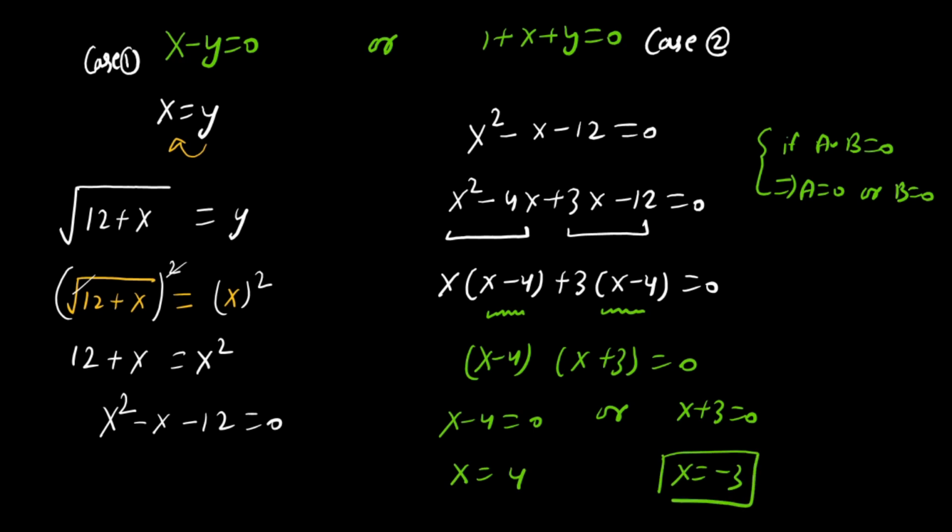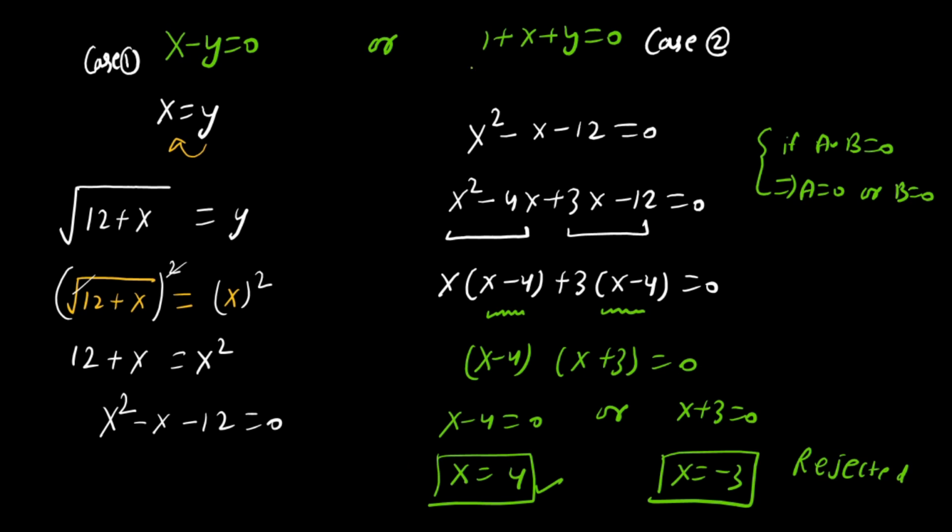But students, we know that x is a positive real number. So that's why this value of x is rejected. Here x is equal to 4 is accepted. Here x is equal to 4 is a solution of the given radical equation.